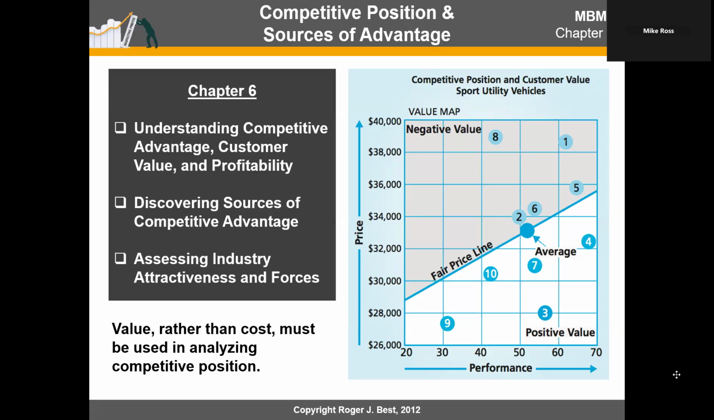We're focusing this week on competitive position and sources of advantage. We're going to be focusing on three areas here: understanding competitive advantage, discovering sources of competitive advantage, and then assessing industry attractiveness. So we start this lecture with this fair market value map that we're familiar with from a couple of chapters ago.